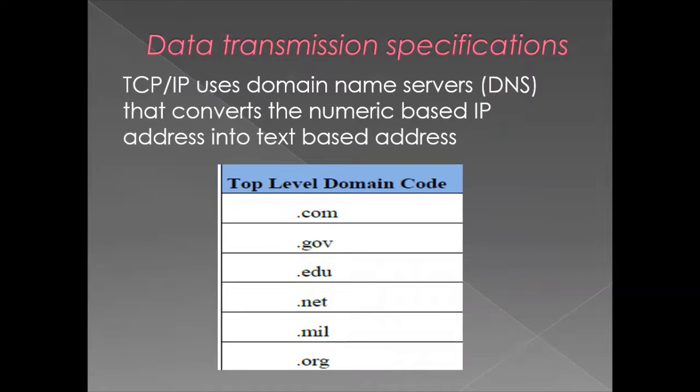Now, next one. TCP/IP uses domain name servers, that is DNS, that converts the numeric based IP address into text based address. Now, top level domain codes are .com, .gov, .edu, .net, .mil, .org. You have learned this in the internet and web topic, right?